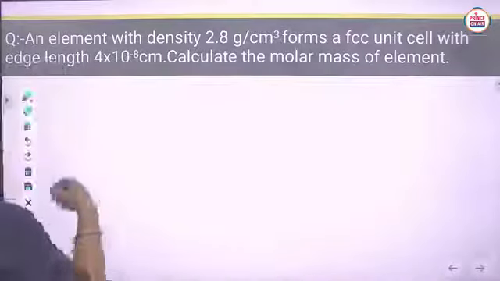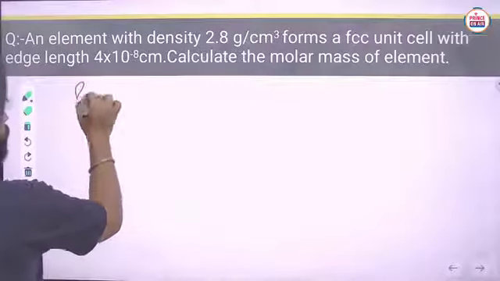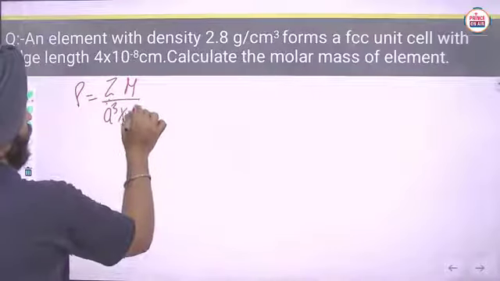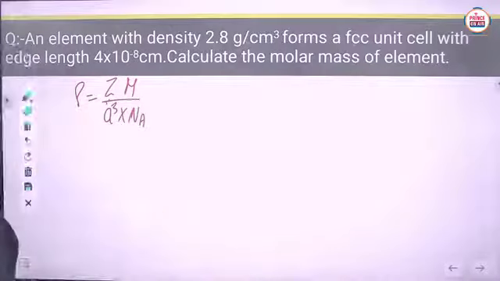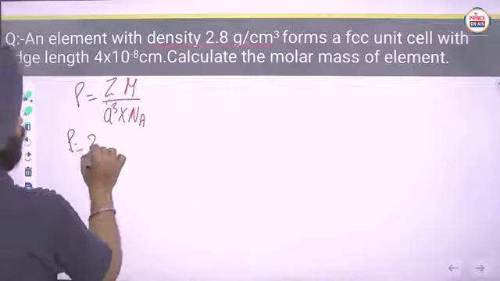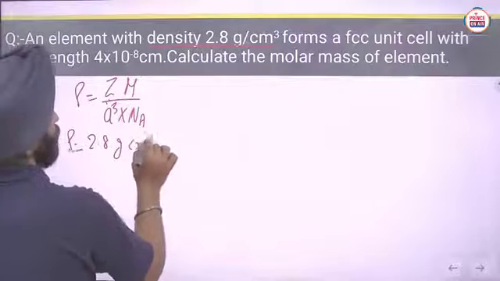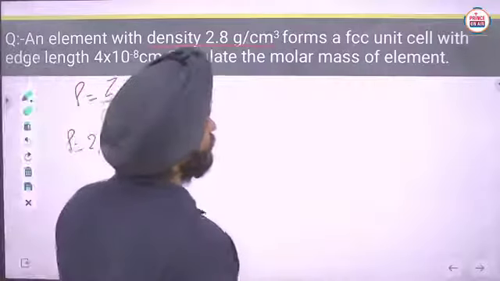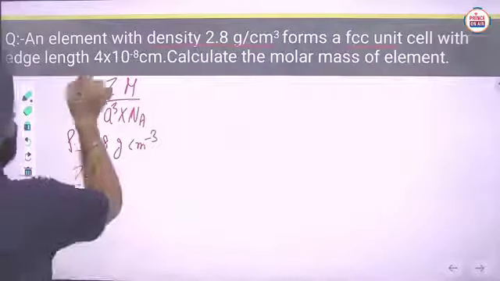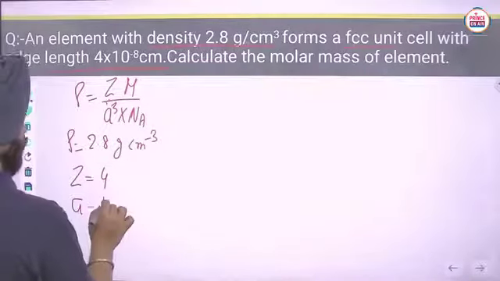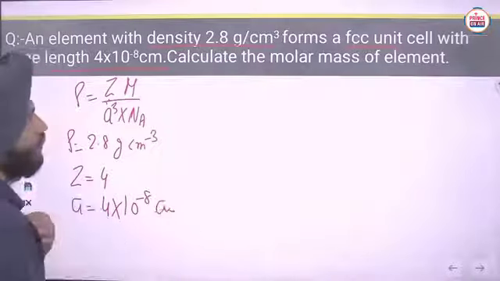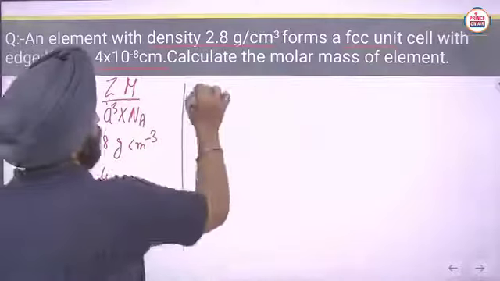So here the same formula is there, Z M upon a cube Na. The element with density is given to you, rho is equal to 2.8 gram per cubic centimeter. Then it forms an FCC unit cell. FCC means Z will be equal to 4. Then the edge length is given to you, a is equal to 4 into 10 raised to the power minus 8 centimeter. Then the molar mass you have to calculate.